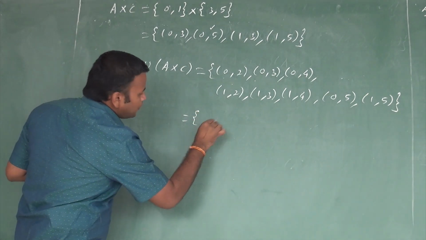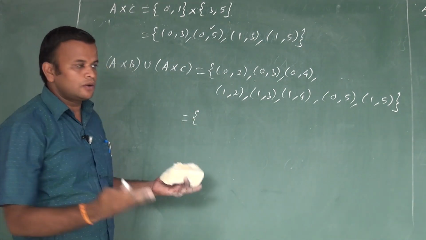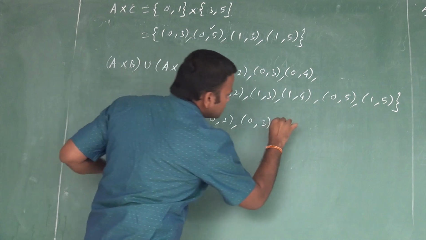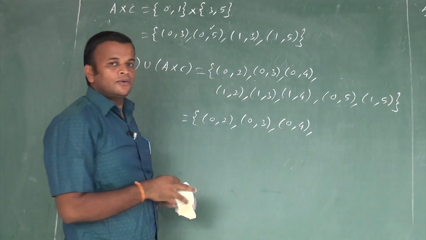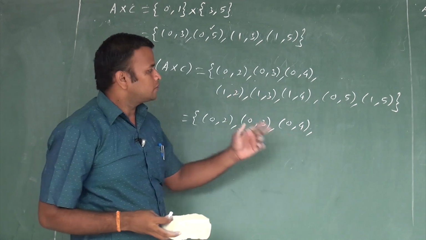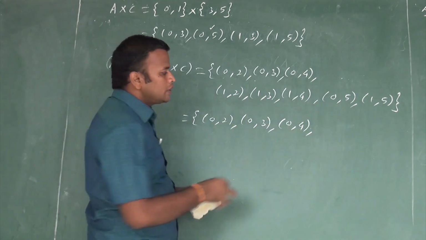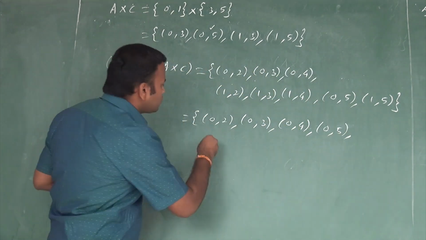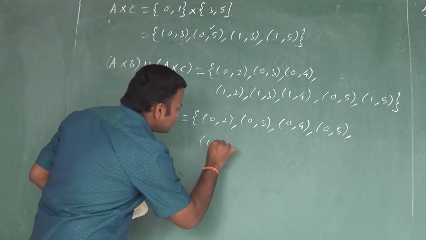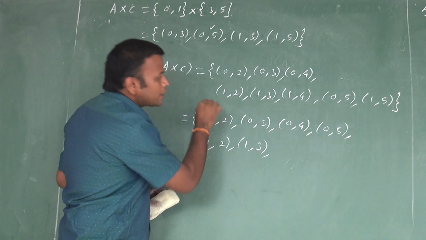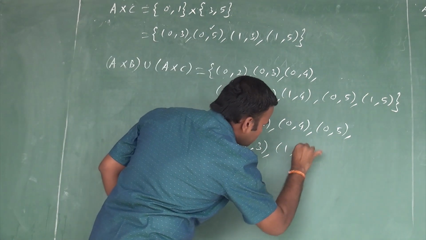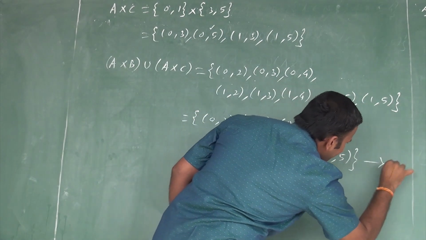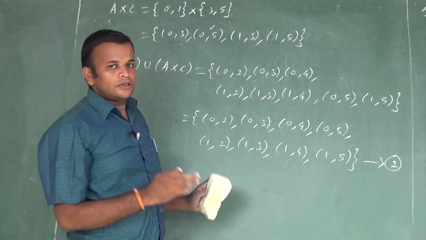No, sir, I write the ordered pairs in ascending order, so no change, no problem. We write 0 comma 2, 0 comma 3, 0 comma 4, and one more element starting from 0, which is 0 comma 5, so I include 0 comma 5 here. The next elements start from 1: 1 comma 2, 1 comma 3, 1 comma 4, and the next one is 1 comma 5. Now I put this as equation 2.